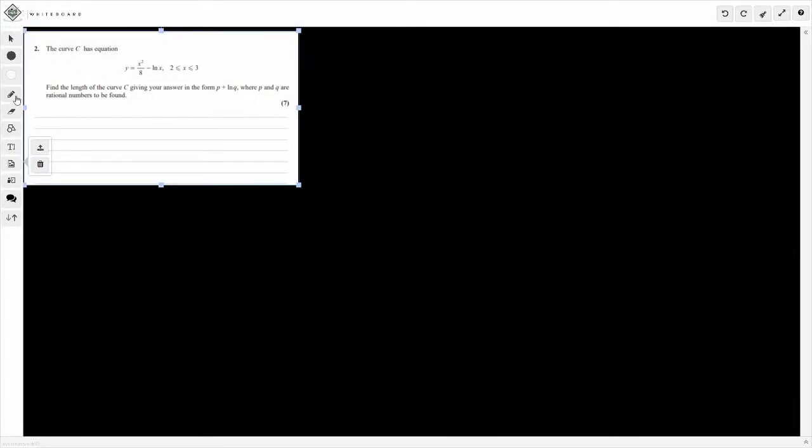So moving on to question 2 from the June 2016 paper for FP3. This is for the old spec, it's Edexcel, but it's still very useful, and this applies for AQA and Edexcel, so it's just covering arc lengths. We've got to find the length of this curve C here, and we have to give the answer in the form p plus q ln something, where p and q are rational numbers to be found.